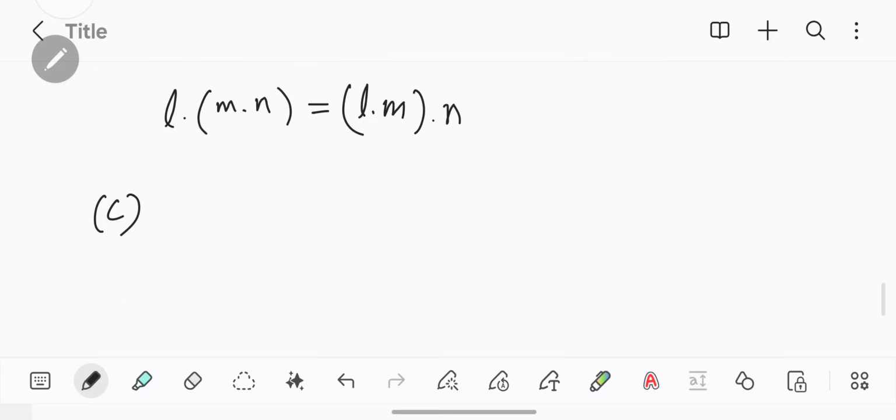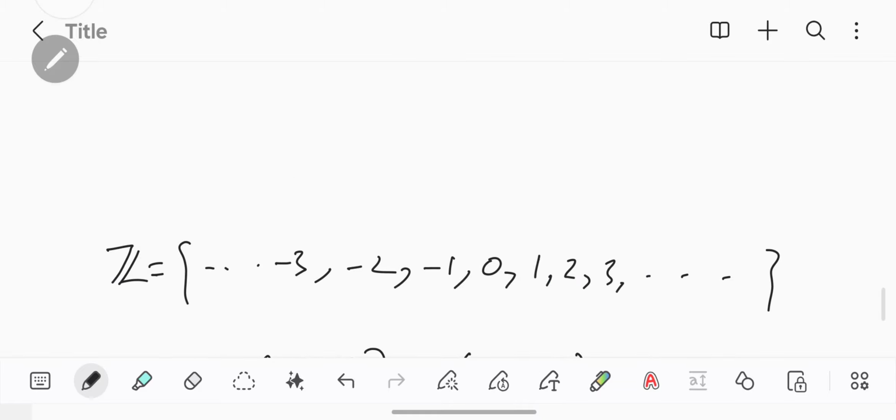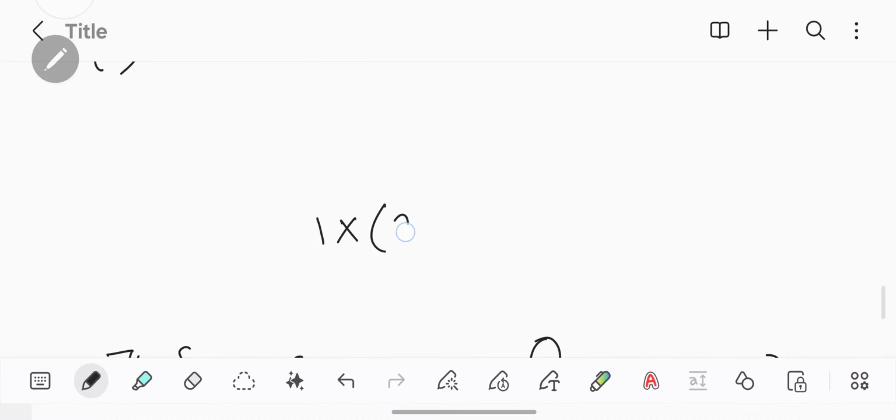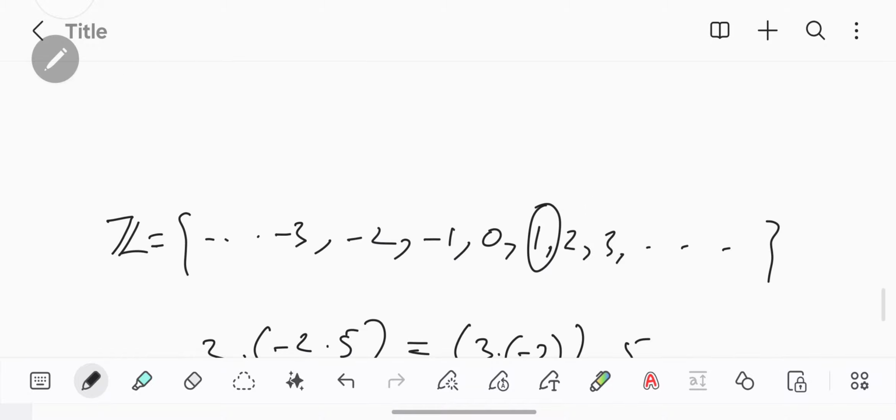The third property says there is a multiplicative identity, right? If you check in this set, you have 1. Since we know 1 is the multiplicative identity, because if you multiply 1 with any number x, you will get the same number x. That means 1 doesn't change the identity of any number. It doesn't change the shape of any number it multiplies. So that means 1 is the multiplicative identity.